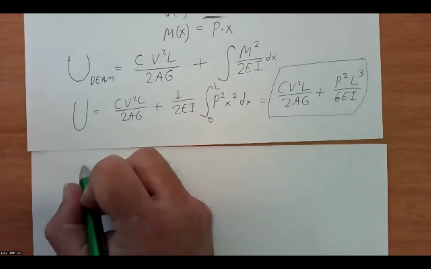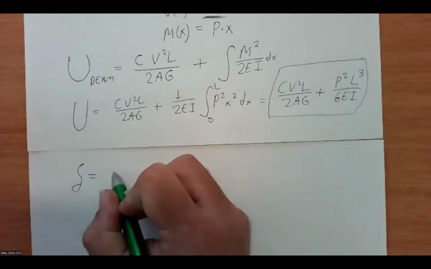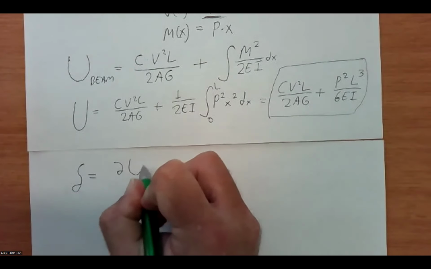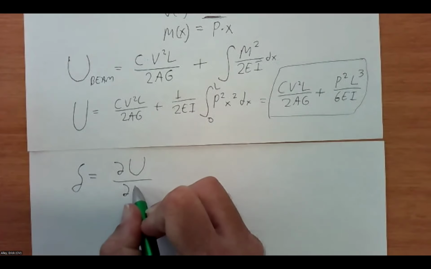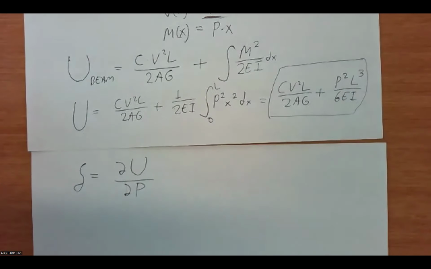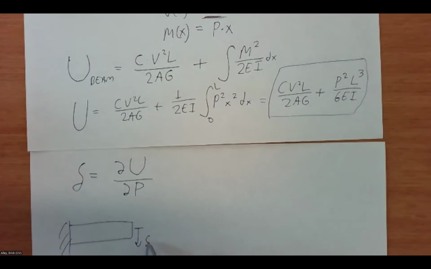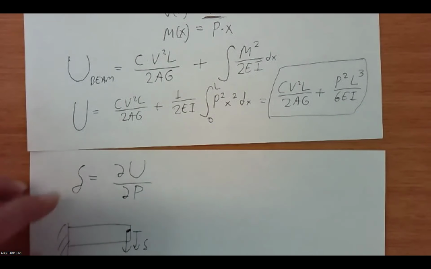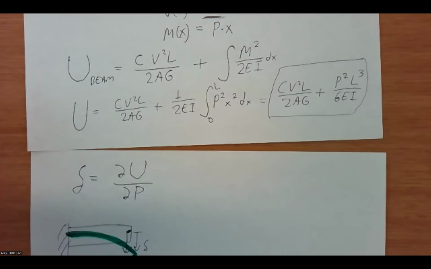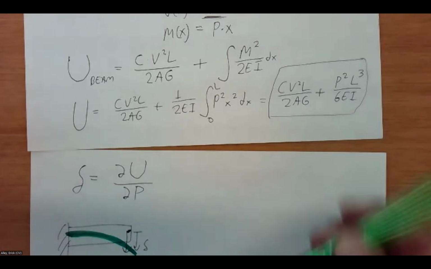And here's my displacement on the end. I just say it's partial U, partial P. All right. I want to know what the displacement is. I'm going to get that displacement at the same spot the load was applied and in the same direction. Right. If I'm pushing down, I expect that the beam is supposed to go down this way. So I should get a positive displacement for my number. Looks like I'm going to.